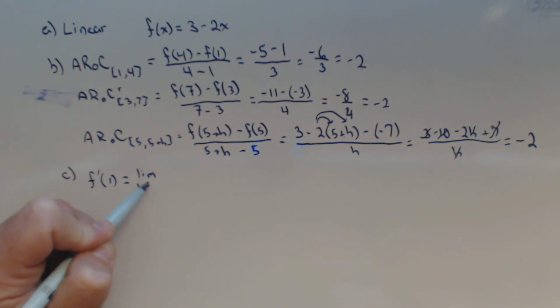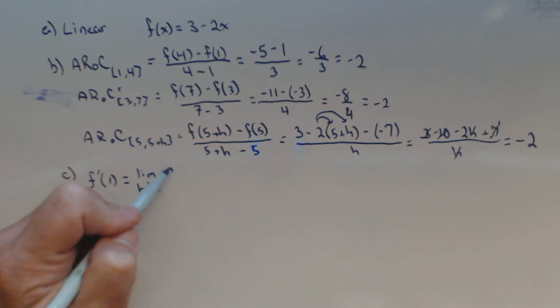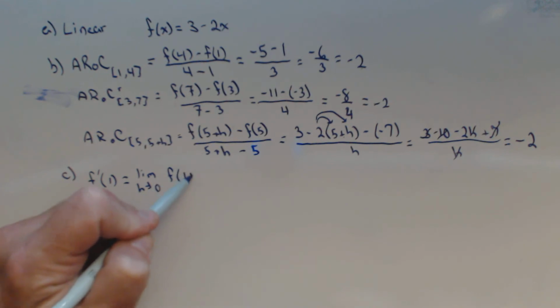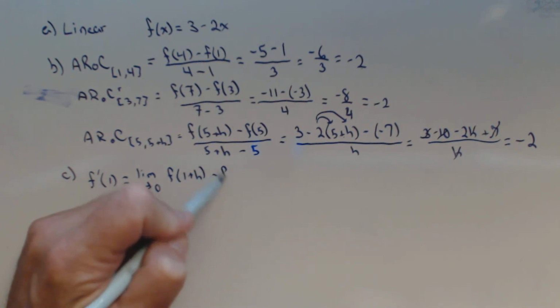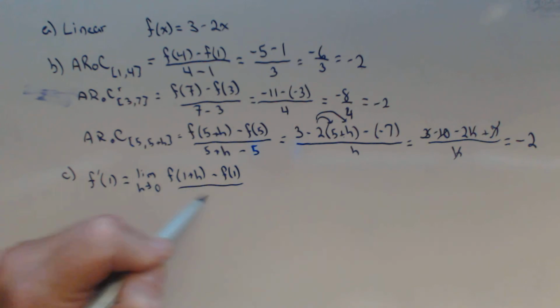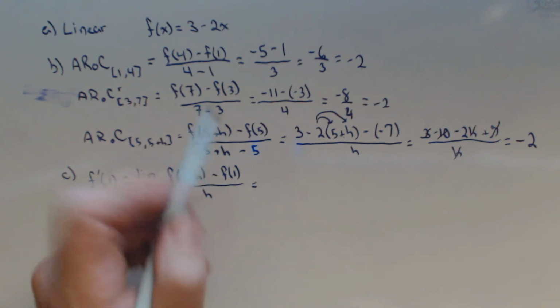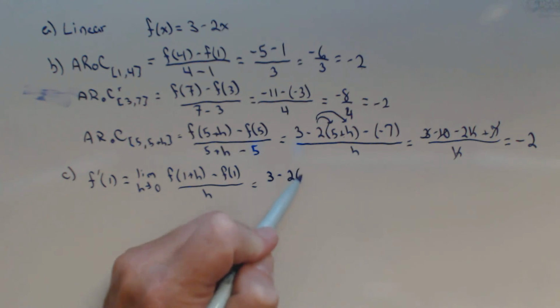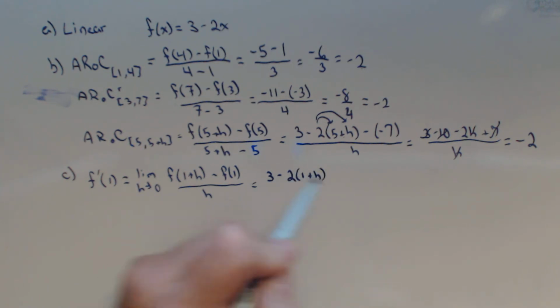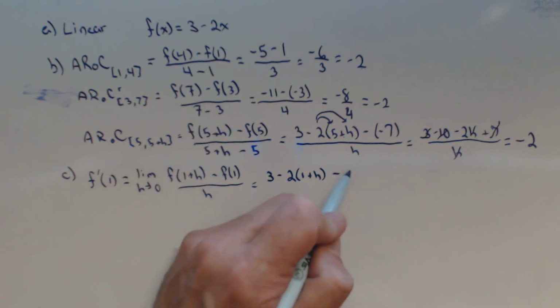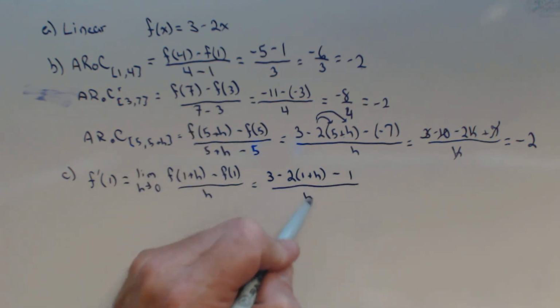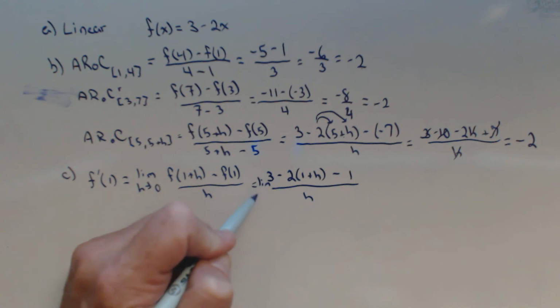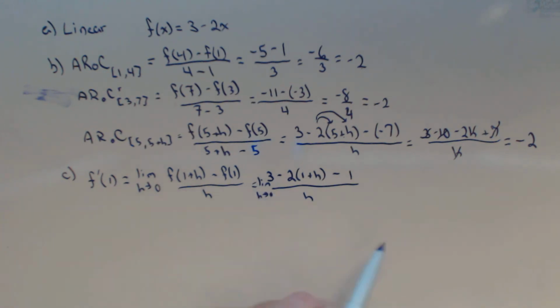Now let's use our limit definition to calculate f prime of 1. We have the limit as h goes to 0 of f of 1 plus h minus f of 1 all over h. Applying that to our function, we have 3 minus 2 times 1 plus h minus our f of 1, which is 1, all over h, and we're going to take the limit as h approaches 0.